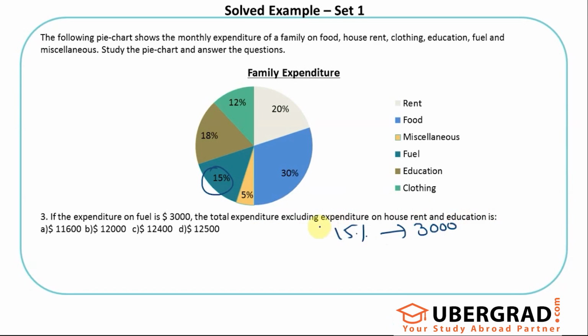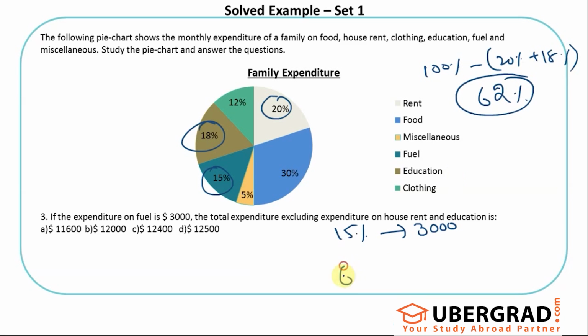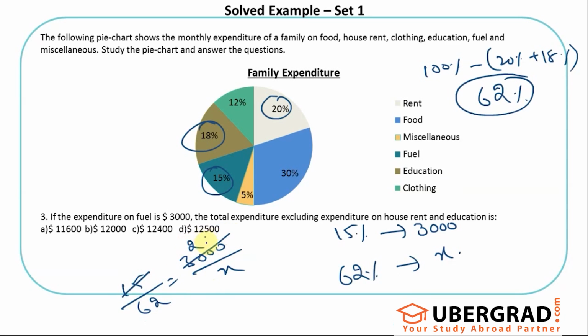What is the total expenditure excluding expenditure on house rent and education? What is the rent? 20%. Education 18%. So the total is 100%. I just need to exclude the rent and the education, that is 38%. This will come to be 62%. So I just need to find out what the 62% equivalent is. So 15 by 62 is equal to 3000 by X. 15 ones are 15, 200s are 3000, so X will be 62 into 200. So this will be $12,400, right?